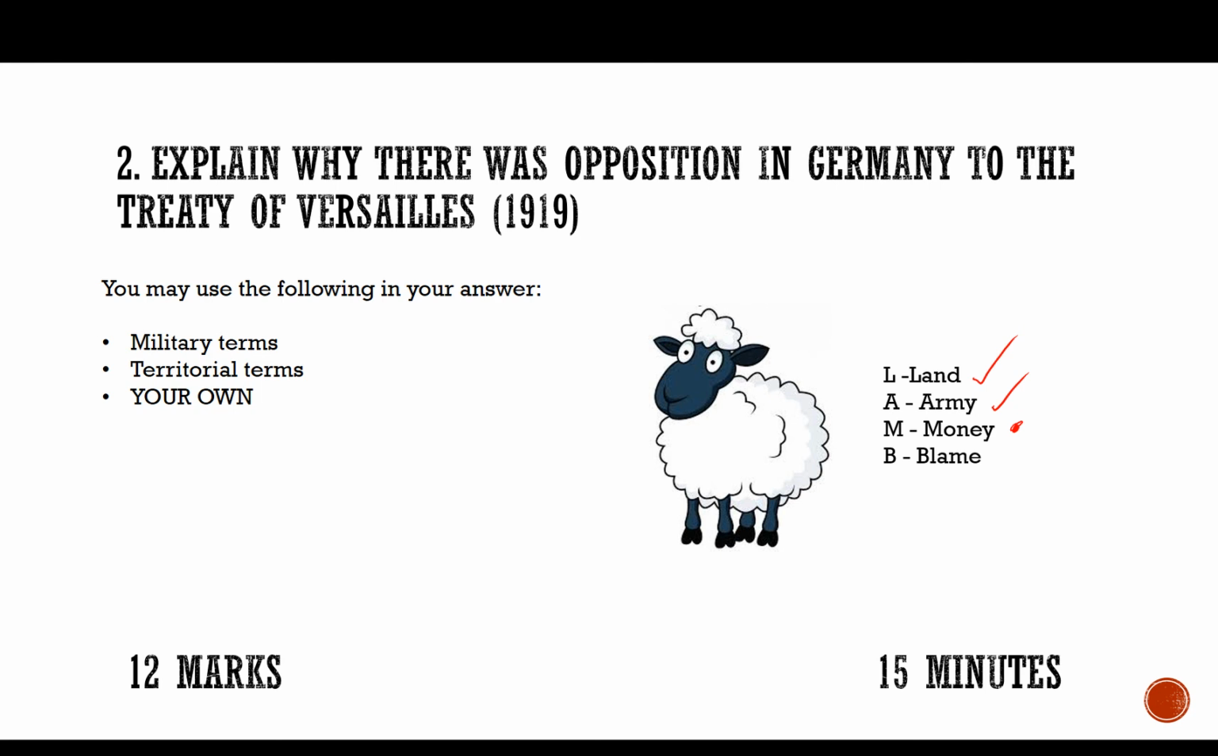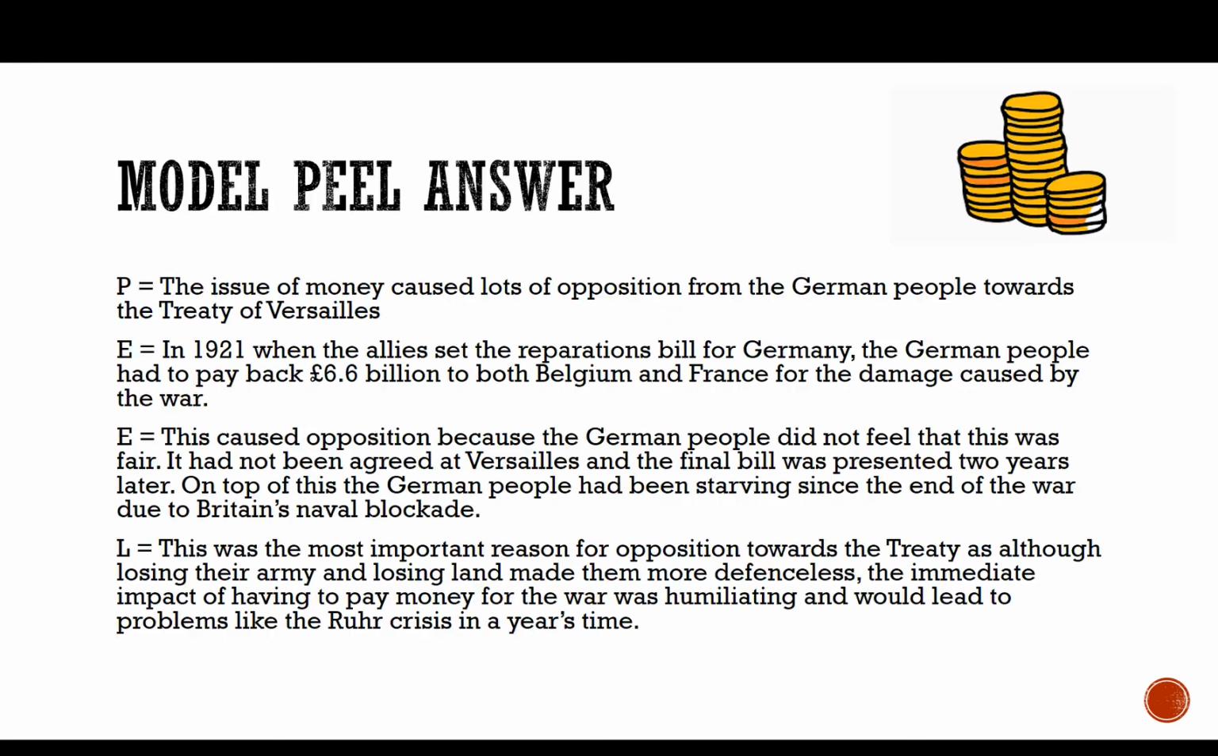And then you want to follow a PEEL style paragraph. So I'm not going to show you an entire answer for this one, because you're probably looking at about a page and a half, roughly. So here's a look. For this PEEL paragraph, we've got PEEL. So the point is that money caused lots of opposition from the German people towards the Treaty of Versailles. So I've used phrases from the question in my answer to start with.